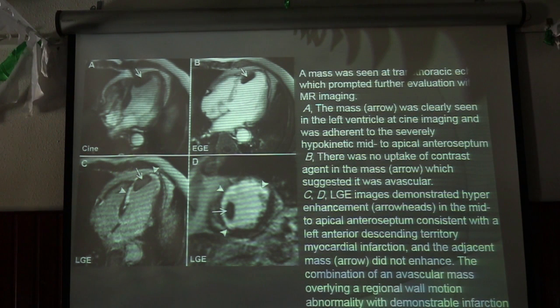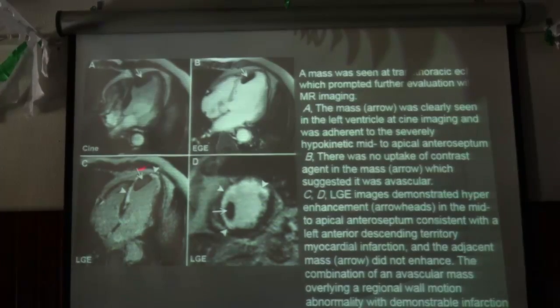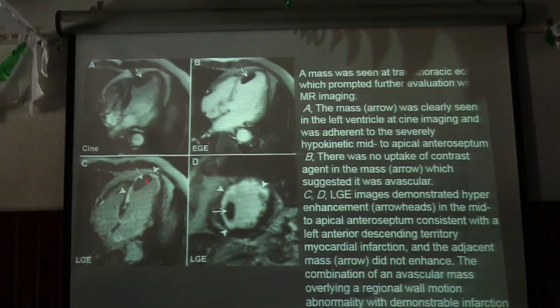On cine images, there was severe hypokinesia of the apex and the septum. In early gadolinium enhancement, the mass was not enhancing, and on late gadolinium enhancement, there was enhancement of the apex and the septum, while this mass was not enhancing. Findings were consistent with acute MI and presence of thrombus.